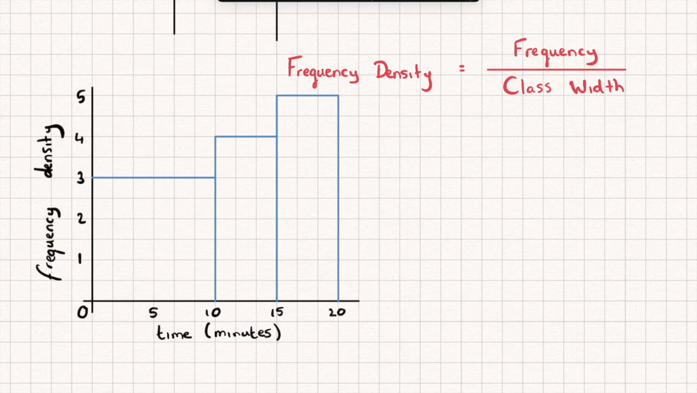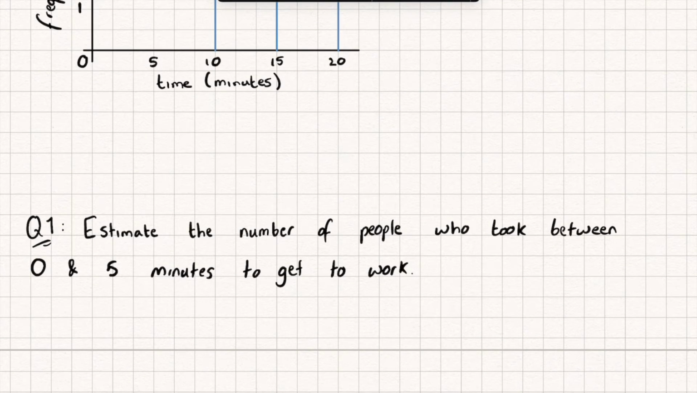a lot easier. Okay. Now you don't just need to be able to create a histogram like this, you also need to be able to interpret it. So here are some questions we have. So the first one, we have to estimate the number of people who took between 0 and 5 minutes to get to work. Now, very importantly, notice this is just an estimate because we don't have the data, so we can't get an exact value.